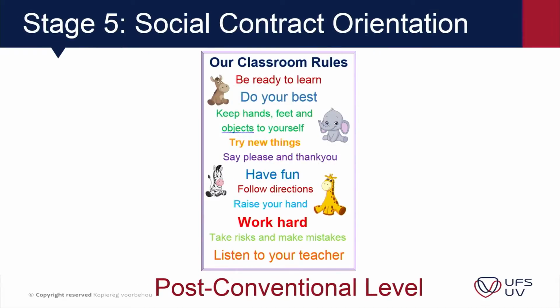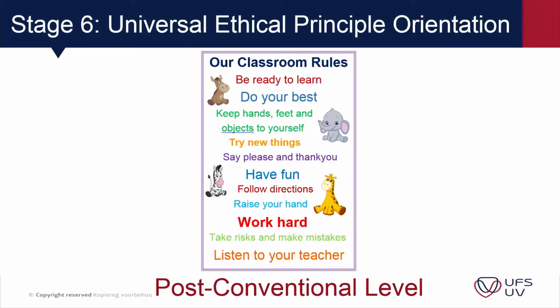Stage 5, social contract orientation, falls under the post-conventional level, where one emphasizes rights and democratic processes. In the dilemma, a person might argue that the wife had a right to live, because this value is necessary for a good society. Stage 6 is universal ethical principle orientation. Ethical principles are self-chosen and based on abstract principles. Laws should be disobeyed if they break these principles. Kohlberg later dropped this stage from his theory because it was difficult to distinguish from stage 5.